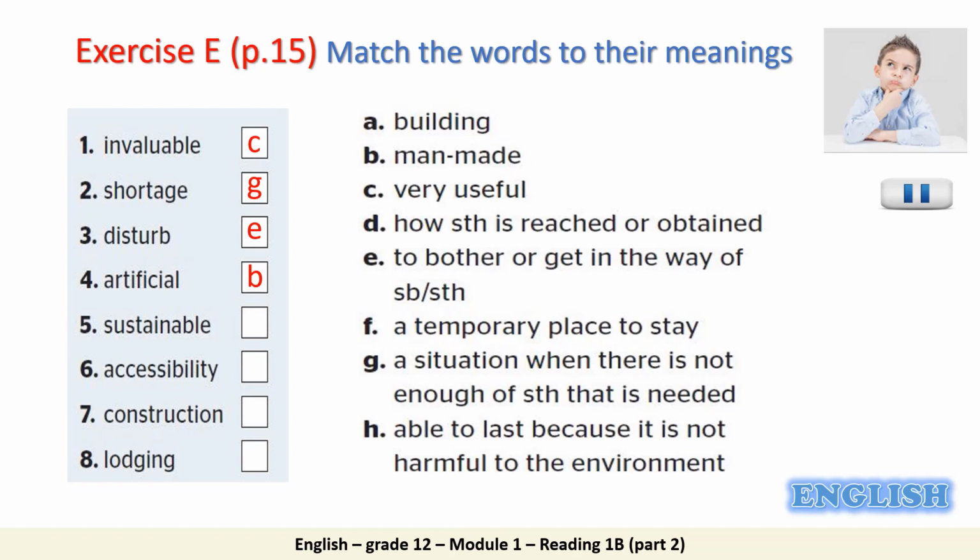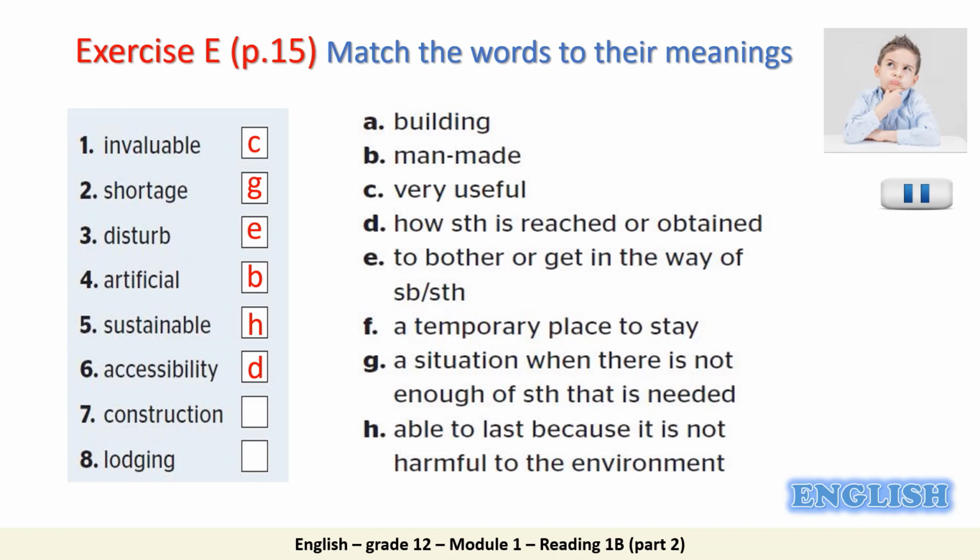Number 5, sustainable. H, very good. Able to last because it is not harmful to the environment. The Dutch people in text C must think creatively to find sustainable solutions. Number 6, accessibility. D, well done. How something is reached or obtained. The over-the-water bungalows should have special accessibility.